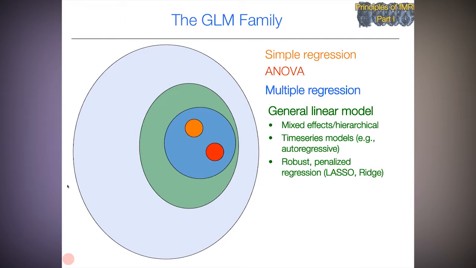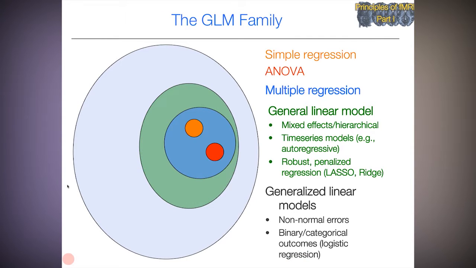And more broadly, multiple regression is an instance or class of instances of the general linear model more broadly. And that encompasses models like mixed effects and hierarchical models, time series models with autoregressive components to them, and other advanced tweaks like robust models, penalized regression models. Many of you have heard of lasso or ridge, those kinds of things. And finally, there's this broad category of generalized linear models where I can incorporate ideas of non-normal errors, different error distributions, and logistic regression is one example of that. So all these are instances of the general linear model.